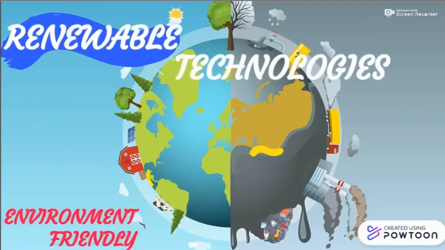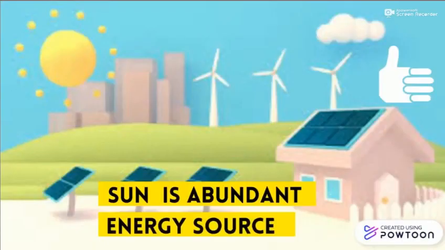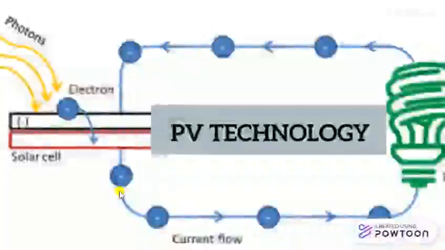These sources are wind, solar, tides, and fuel cell. They don't cause any natural contamination during their use. Among all these energy sources, solar generation is one of the most plentiful. Due to the high and easy availability of solar energy, the energy generated through sun radiation by photovoltaic technology is one of the most widely used methods to produce electricity.